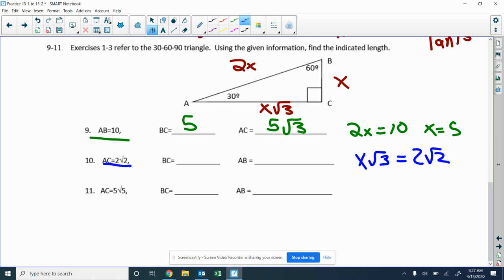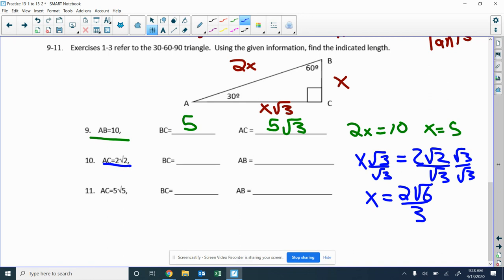The other one we just divided by 2 and got 5. Here we're going to divide by square root of 3. And then on top of that, we're going to need to rationalize by multiplying both top and bottom by square root of 3. So we're going to end up with 2 square roots of 6 over 3. Now that is what x is equal to.